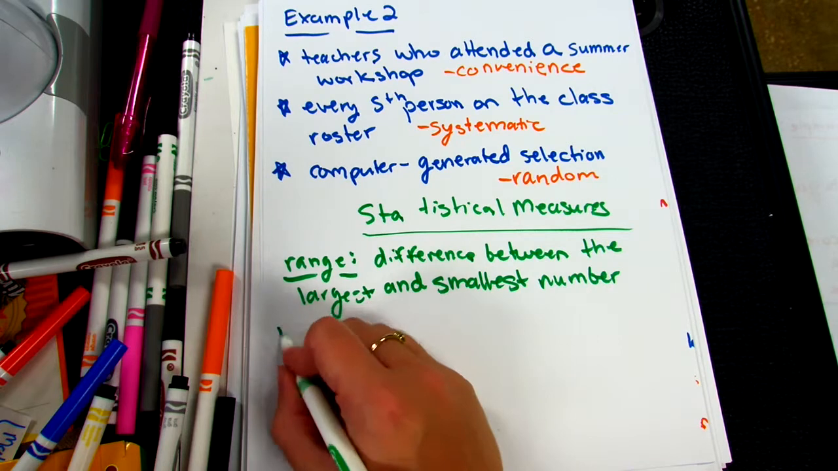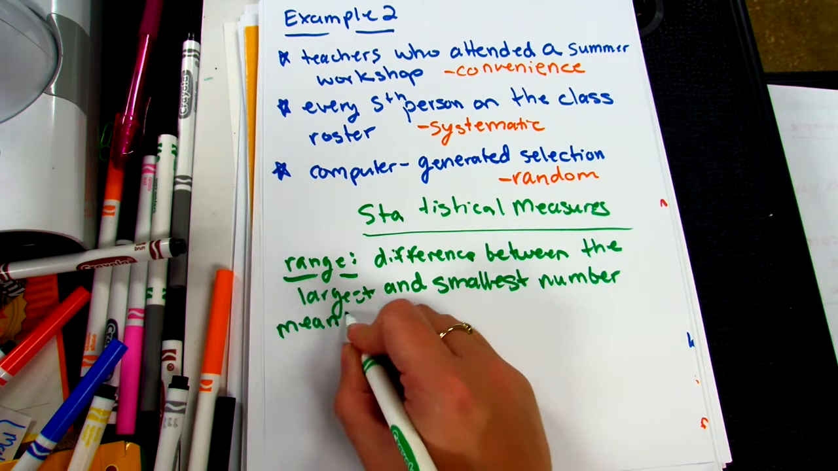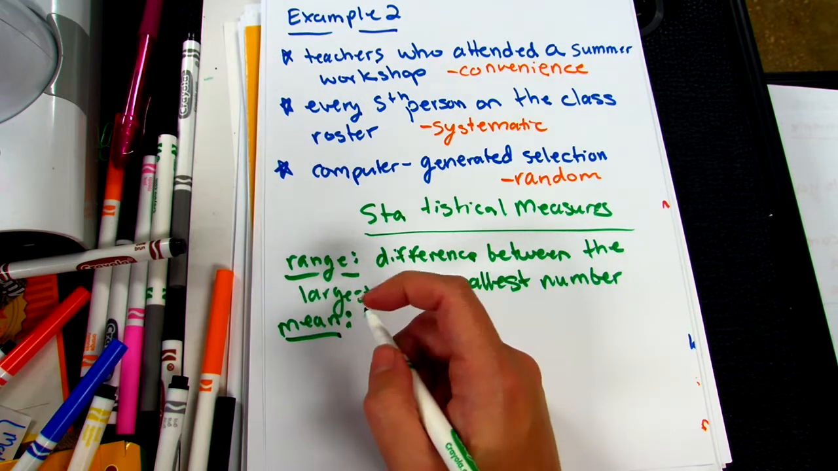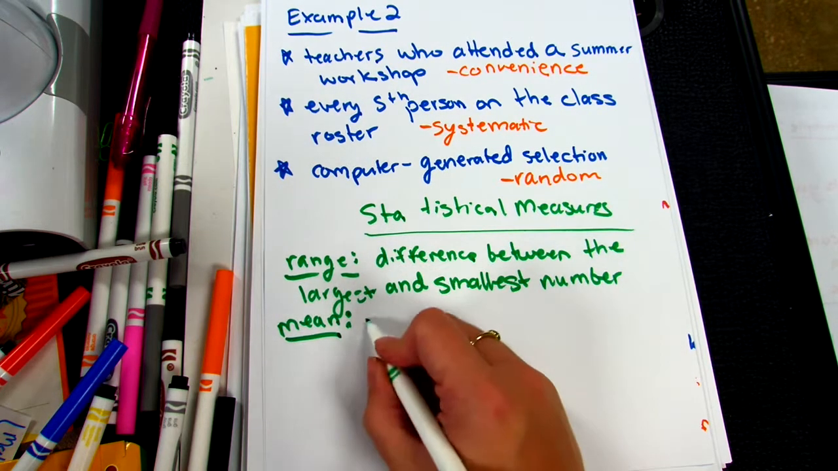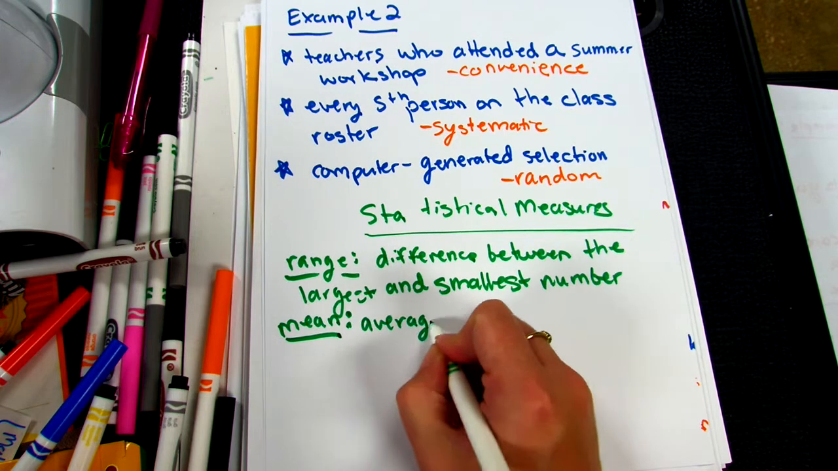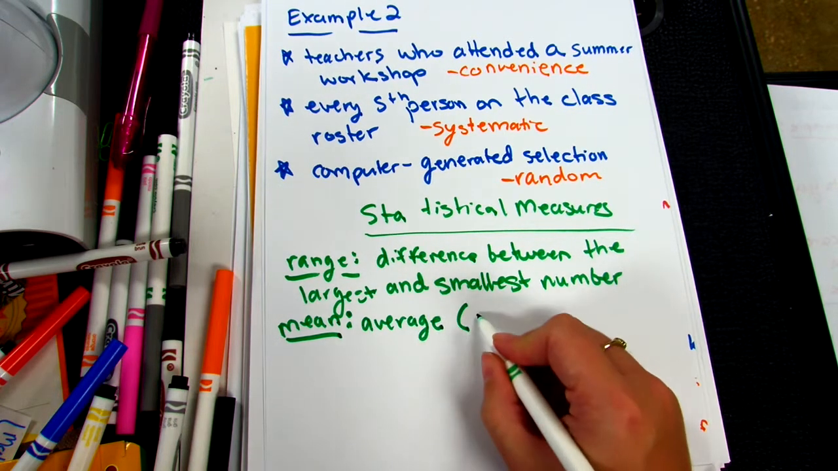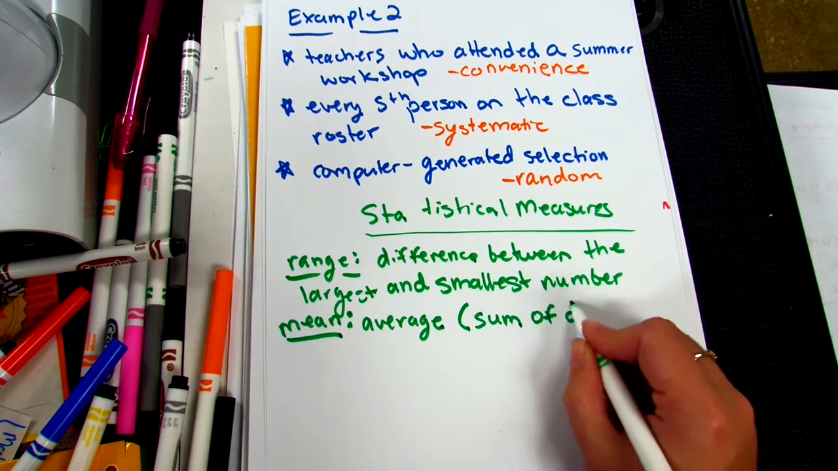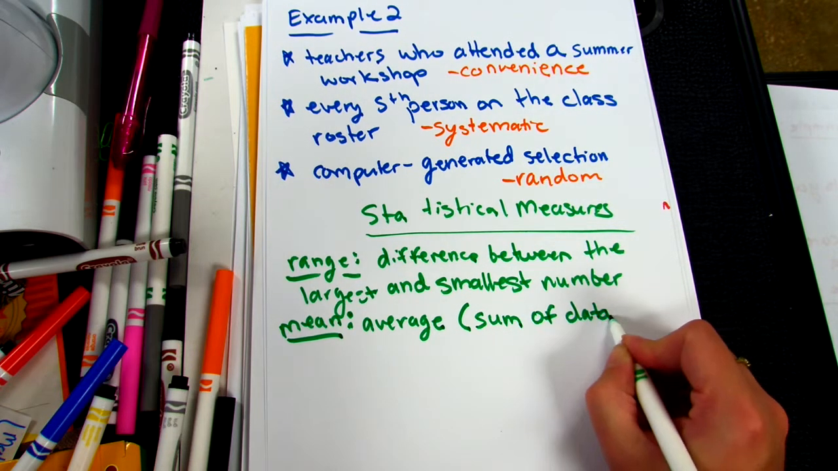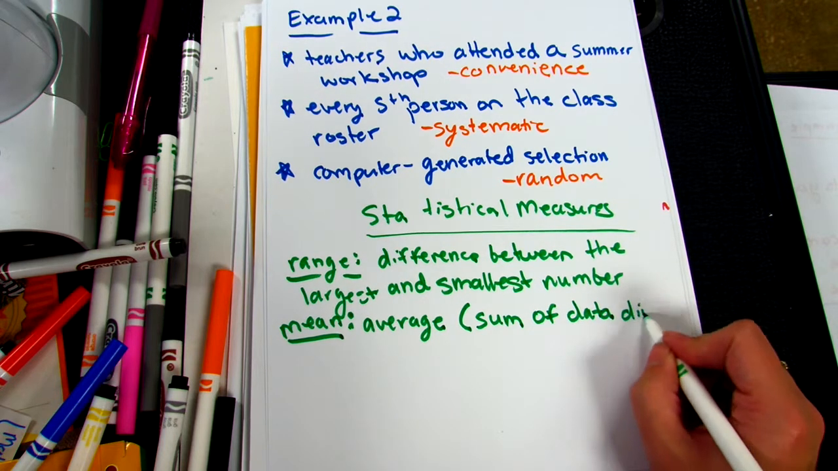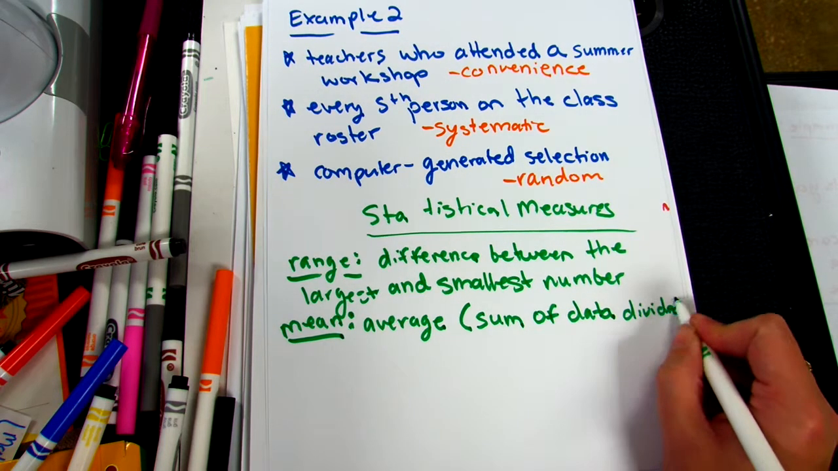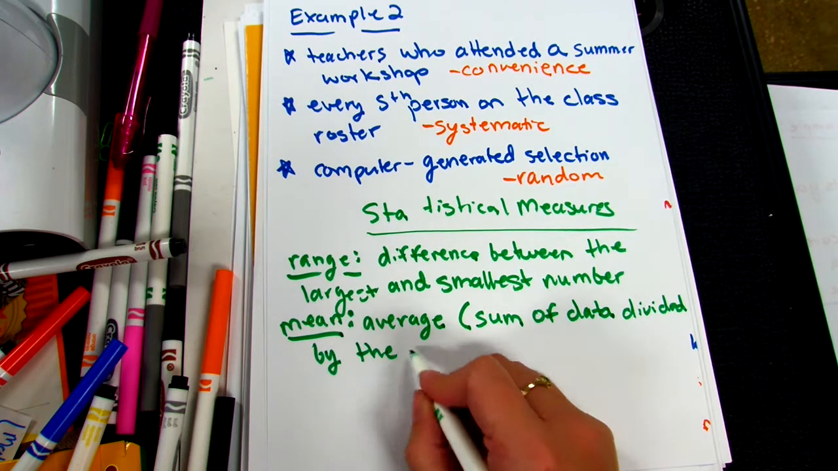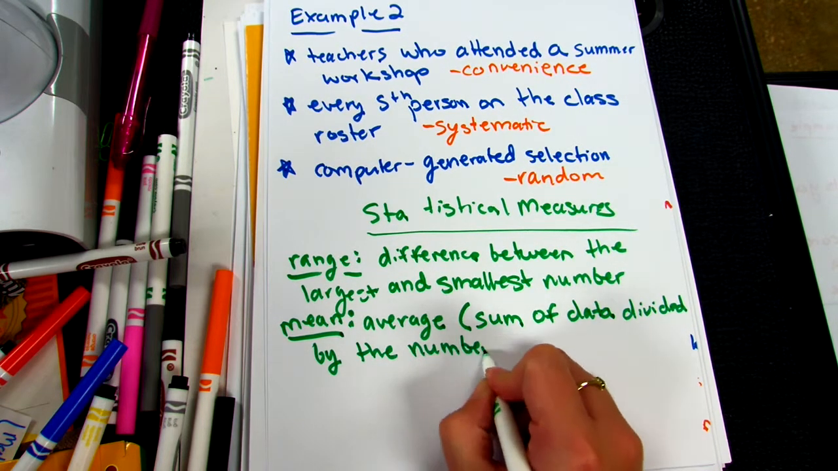Then you have something called mean. Okay, and mean is the average, right? And so now we have to remember, well, how do we get an average? You sum the data, so you add up all the numbers, and then you divide it by, so the sum of the data divided by the number of data. So how many numbers did you have?